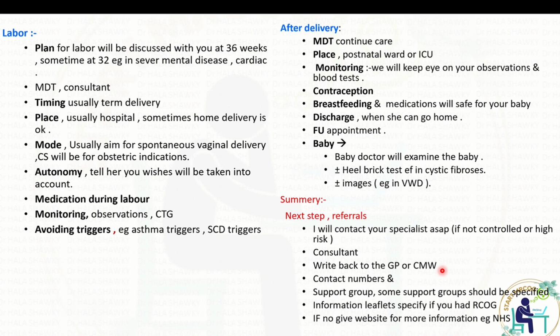Consultant involvement: you can tell her, my consultant will give you an appointment, particularly if at the start of the station they mentioned the patient was supposed to meet your consultant and your consultant is busy, for example. So you have to arrange an appointment for her with the consultant. You can mention this in the summary.